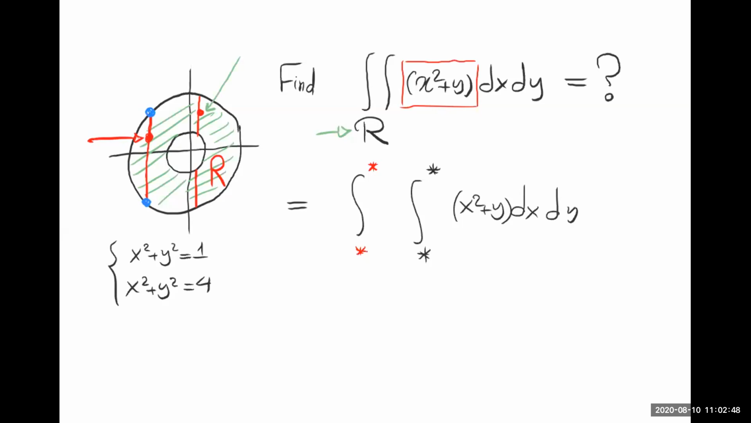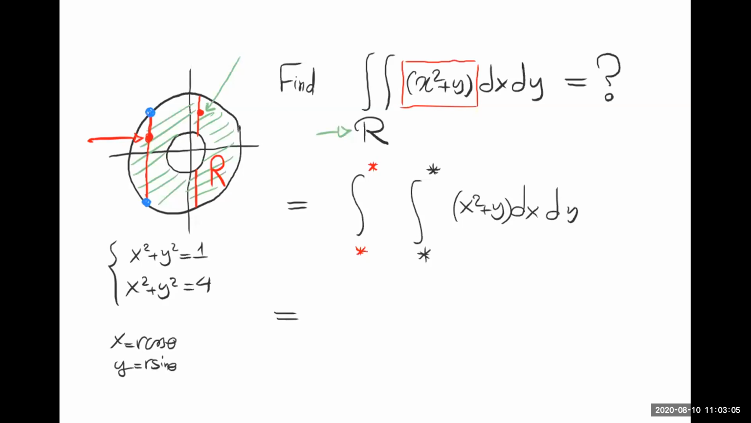But if I write everything in polar coordinates, things will become a lot easier. So remember, x is r cosine theta and y is r sine theta. Okay, does the question make sense now? Is it more clear what we are trying to do?